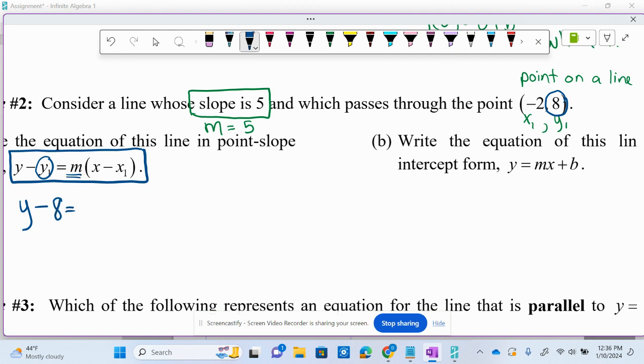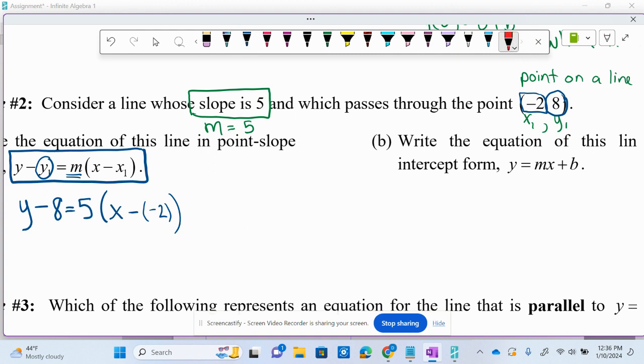Equals m. What is my value of m, or my slope? 5 times the quantity x minus my x1 coordinate, which is what? Minus, I'm going to write it like this for a second, minus -2. That looks kind of ugly. Is there a way for me to fix that? Yes, Bryce? Plus plus? Okay.